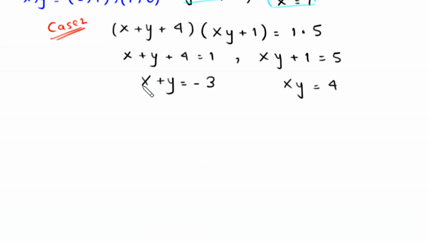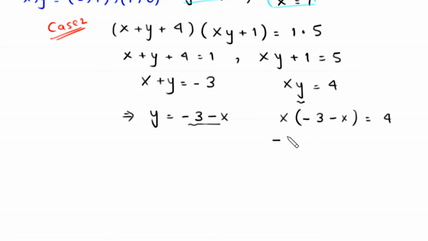From this equation, move this x to the right hand side. This implies that y is equal to negative 3 minus x. So in this equation, we replace this y with negative 3 minus x. Then this will become x times (negative 3 minus x) equal to 4. Distribute x: x times negative 3 is negative 3x, and x times negative x is negative x squared, equal to 4. Move these two terms to the right hand side. This will become x squared plus 3x plus 4 equal to 0.